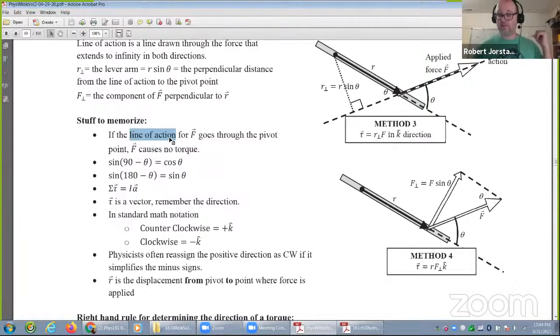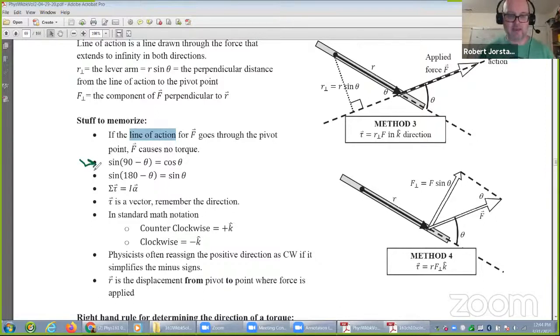Exactly for the reasons we just discussed. If the line of action for a force goes through the pivot point, there would be no perpendicular hat component. All right, this is just for simplifying math.